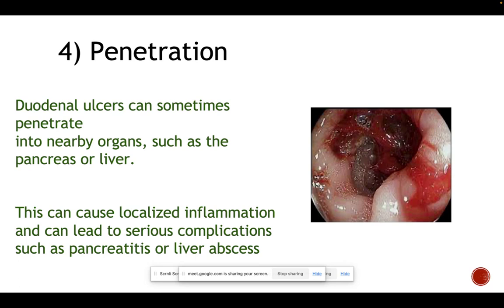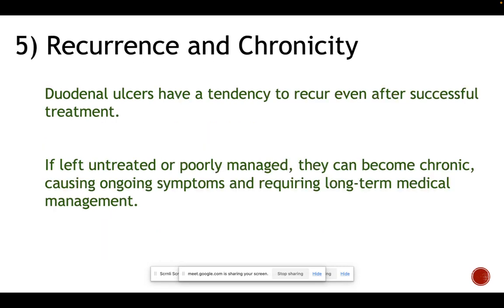So if the perforation is in the upper wall of the duodenum, it can affect the quadrate lobe of the liver. If it is on the second part, it can affect the head of the pancreas. It happens when it is left untreated for a long time. This can cause localized inflammation and can lead to serious complications such as pancreatitis and liver abscesses. It can even affect the gallbladder also.